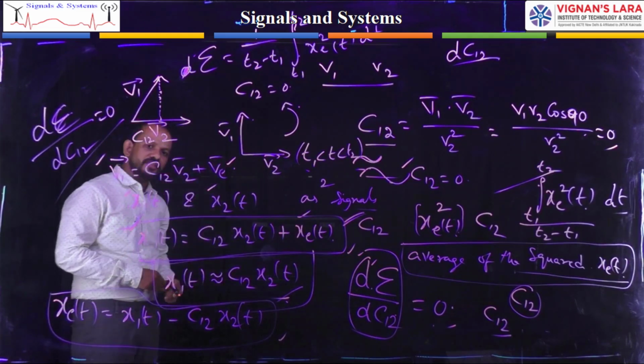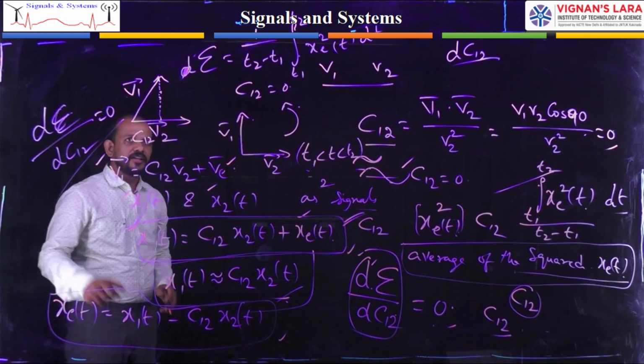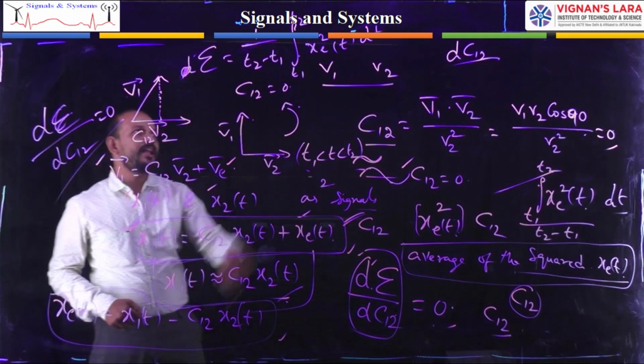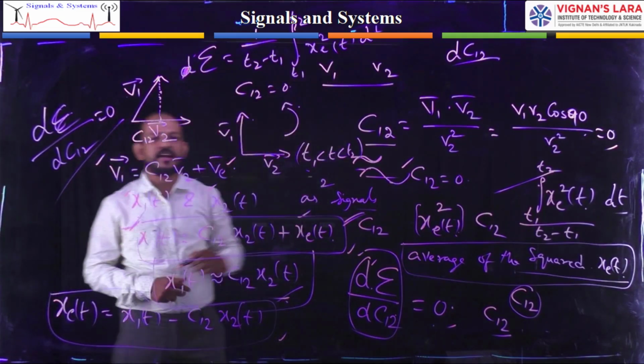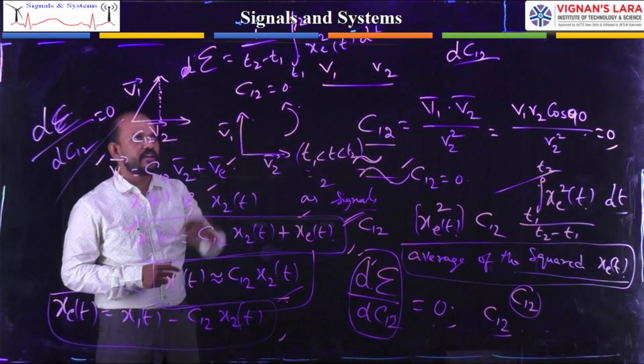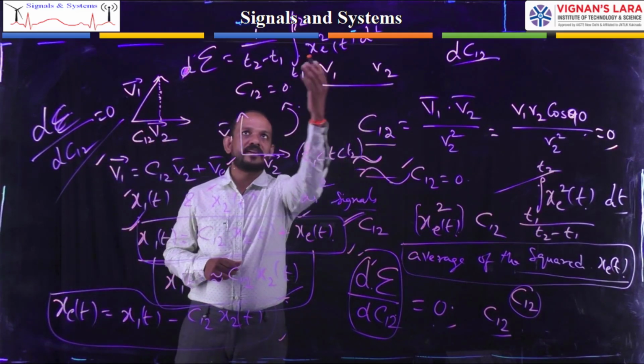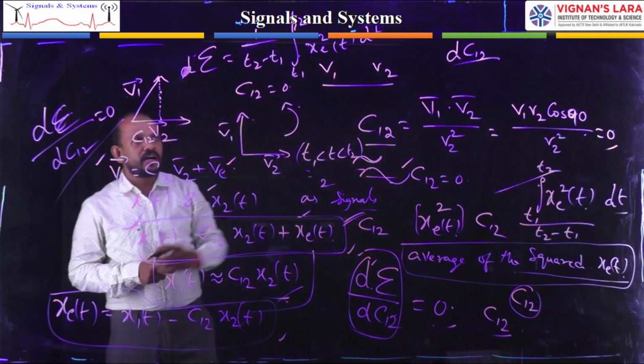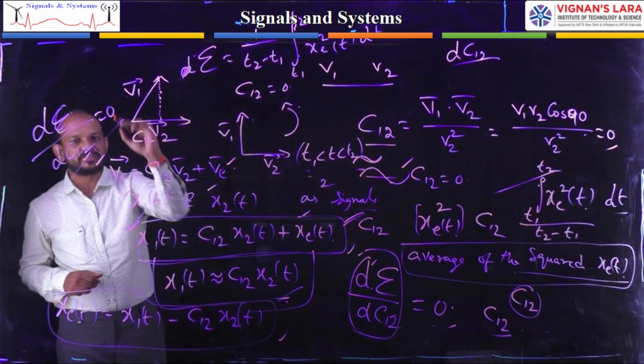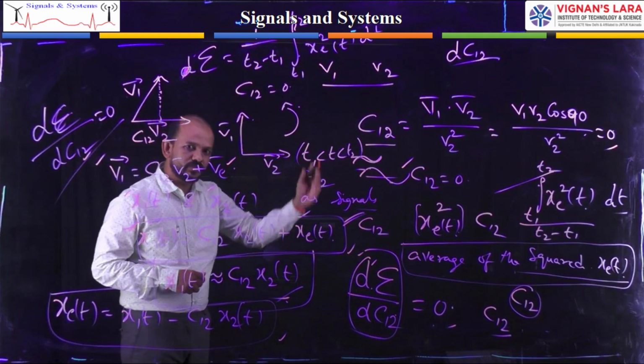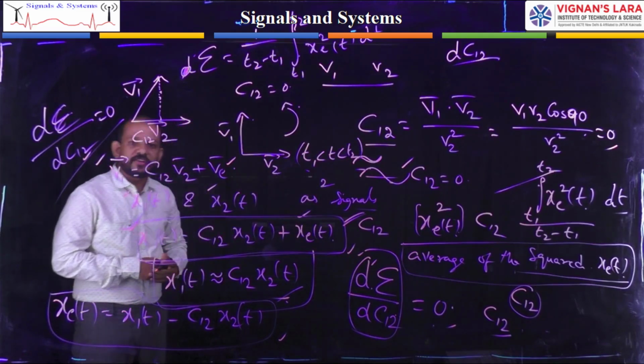So this is the value of the error signal. Now substitute this value here, make a square of that one, apply the limits, calculate everything, and differentiate that with respect to C12 and make that equal to 0. Do this. This is for your practice.